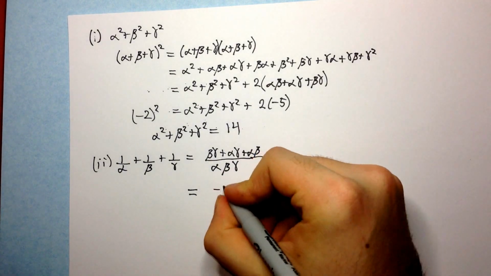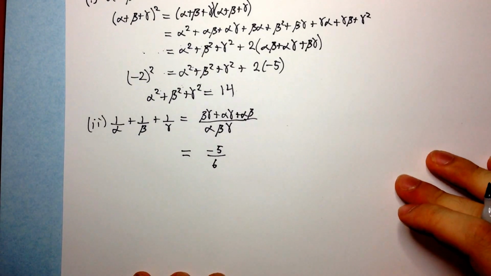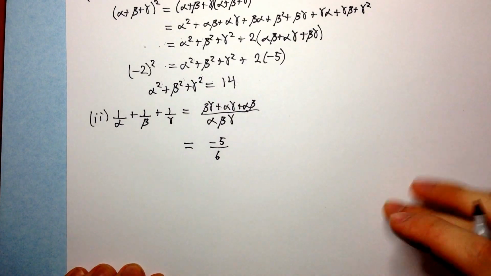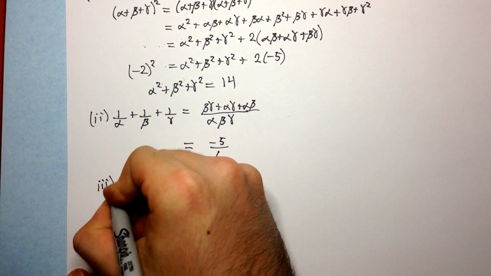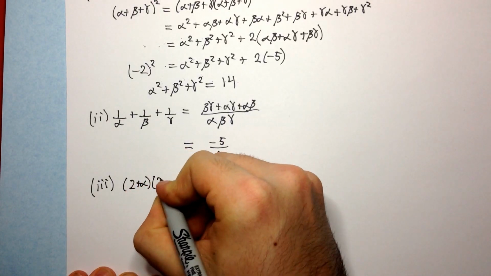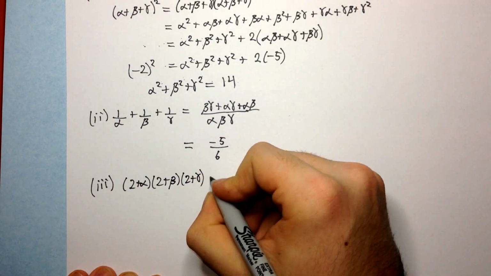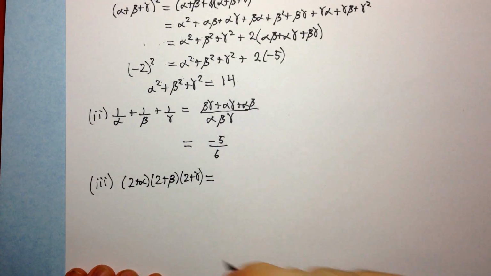So we get minus 5 over 6. Okay, the next one: (2 plus alpha)(2 plus beta)(2 plus gamma). The first step here is to expand this out.